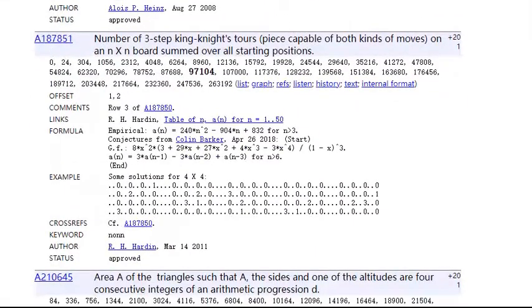Let's see. Number of 3-step king knight tours. A king knight piece, capable of both kinds of moves, on an N times M chessboard. Okay. This one we can do. Basically, we have a chessboard here. We pretend this is infinitely big.